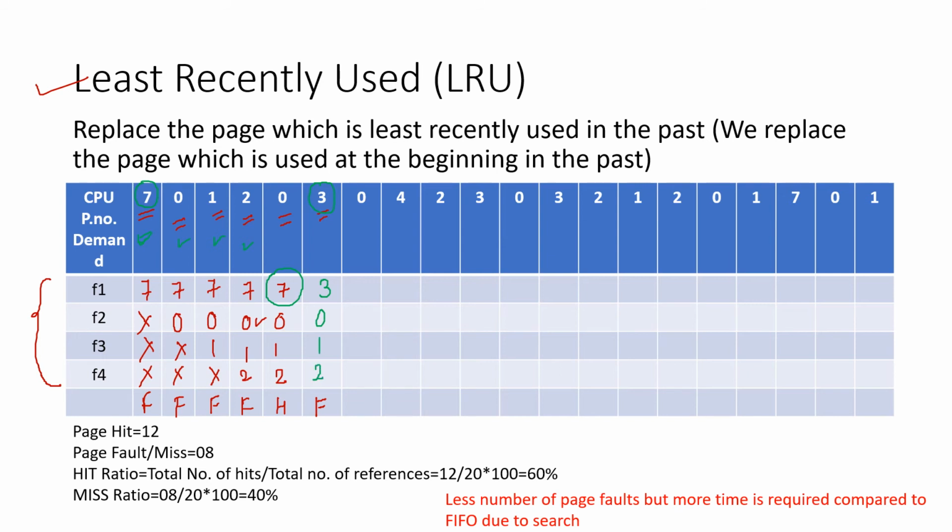Okay, now next is 0. Again it's what? It's a hit, right? 0 is already there, so you will write this as hit. Okay, so you write 3, 0, 1, 2.